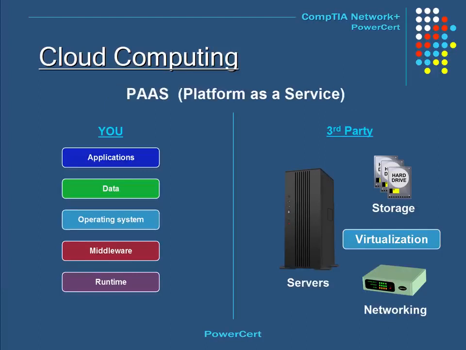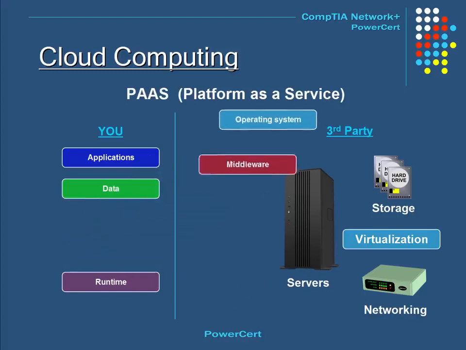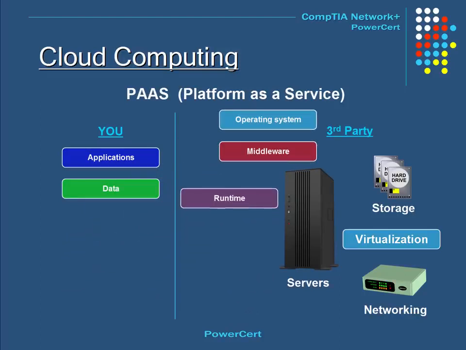And the next one is called Platform as a Service. PaaS, like IaaS, allows the third party to manage a portion of your business, but the third party has more control. In a PaaS, the third-party vendor not only manages the hardware, such as servers, storage, and networking, but they also manage the operating system, middleware, and runtime. You are only responsible for the applications and the data. And a good example of a PaaS would be Microsoft Azure, which is a cloud computing platform from Microsoft.